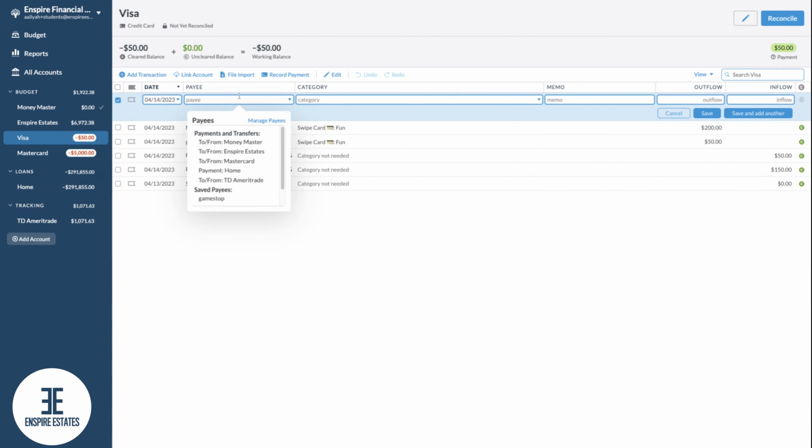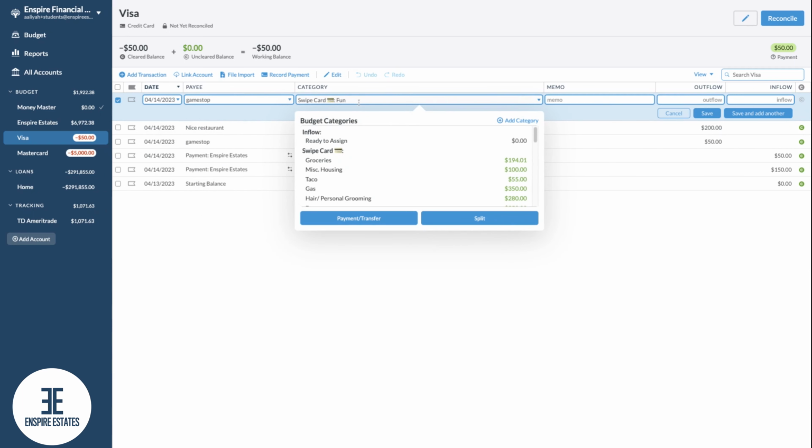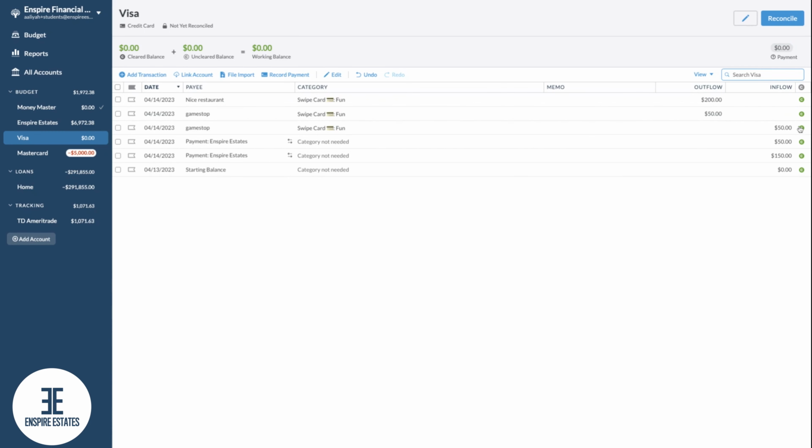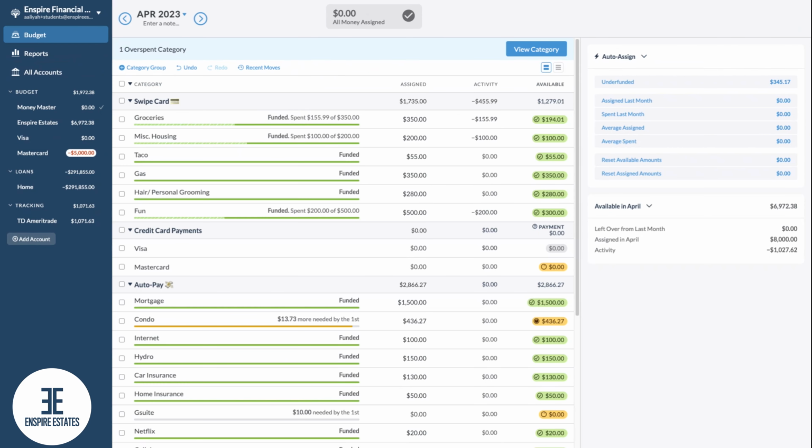Let's do it. So we said GameStop, fun, but this time instead of outflow, you would select inflow. You're going to put 50, save, clear. And what that does is it cancels itself out. So our credit card payment is back to 0 and the 50 is back in the fun category.